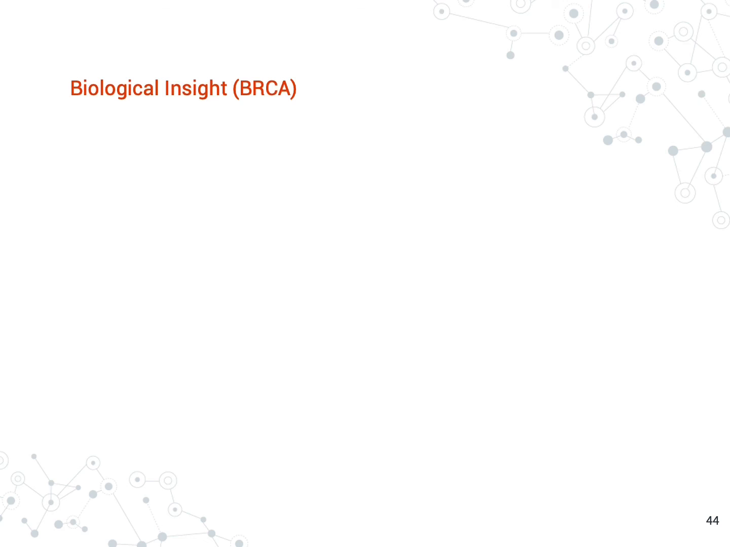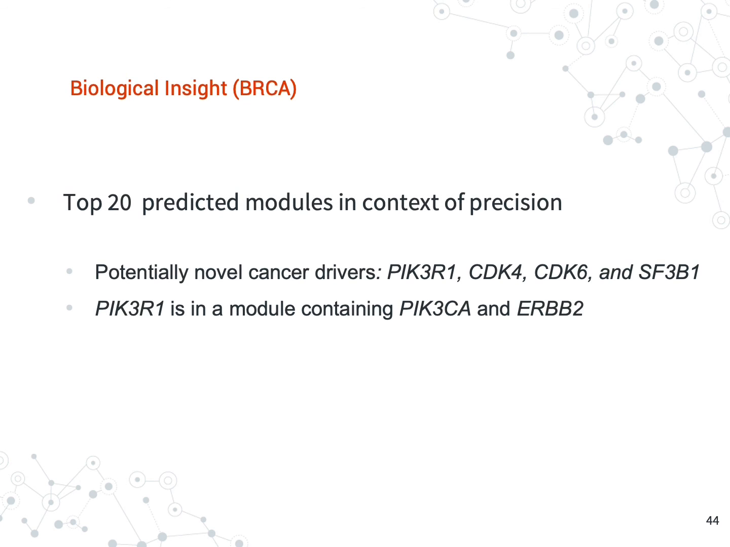All the previous results were shown where we used the TCGA pan-cancer cohort and CGC genes as reference genes. So we repeated the same procedure where we only select BRCA samples and we used CancerMine BRCA genes as a reference set. Looking at the top 20 predicted modules in context of precision, we found a number of potentially novel cancer drivers, which are PIK3R1, CDK4, CDK6, and SF3B1.